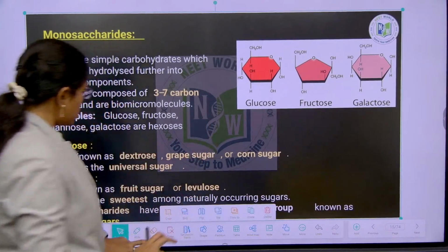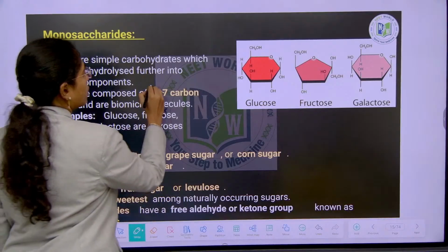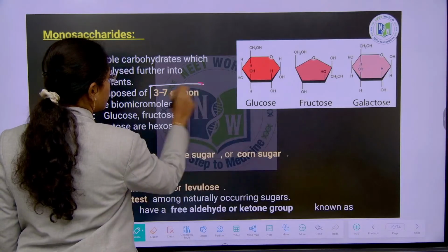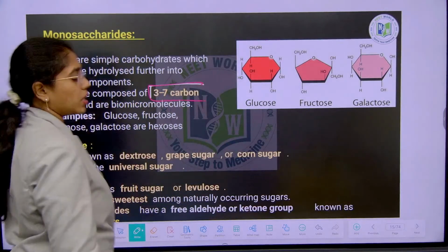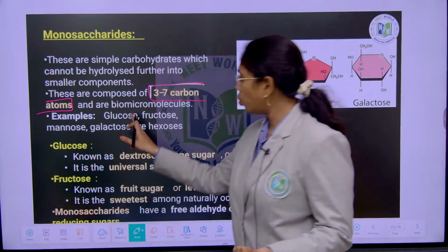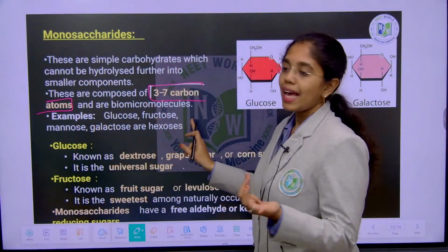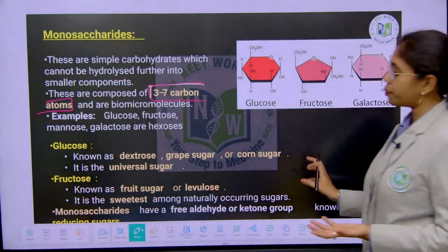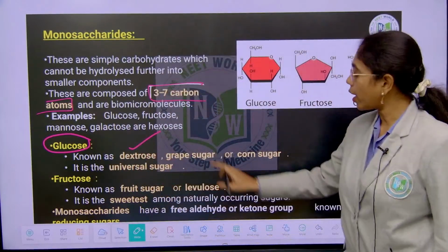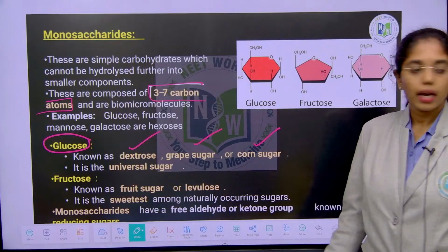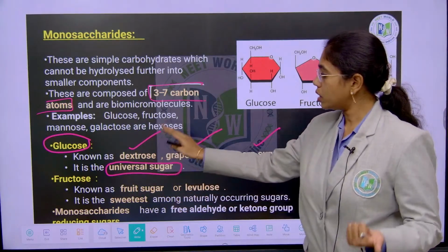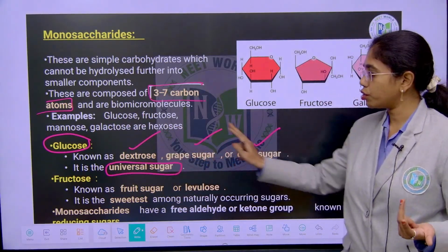These are the simple sugars which consist of how many carbons? 3 to 7 carbon atoms, that's all, which cannot be further reduced. Examples, you can take any 5 carbon compound, 6 carbon compound like glucose, fructose, mannose, galactose and hexoses. Here there is some description given which you have to remember. Glucose is also known as what? Dextrose, or grape sugar or corn sugar, remember that, and it is known as what? Universal sugar.